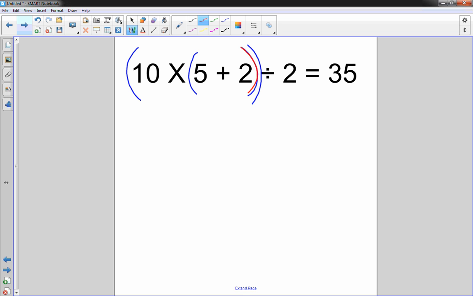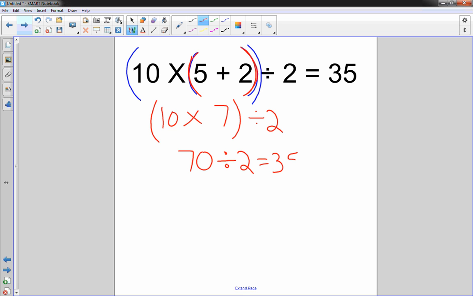So I'll do this one first. I have to do this one first because it's within the other set of parentheses. So 5 plus 2 is 7. It's still in parentheses, times 10 divided by 2. Well, 10 times 7, that's 70. And 70 divided by 2, that's 35. That will work. How about that? 3 different answers to the same problem, all because of where we put the parentheses.